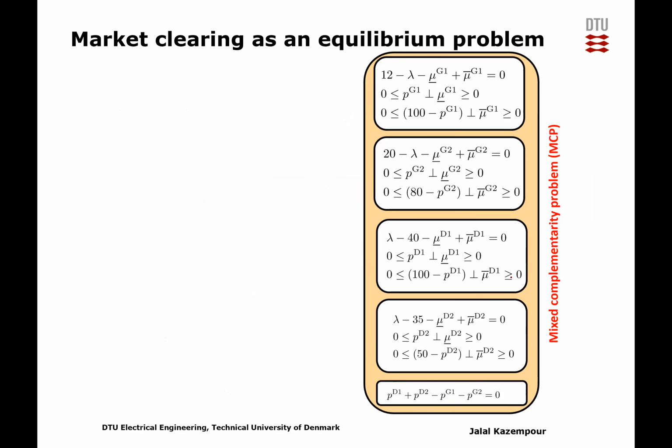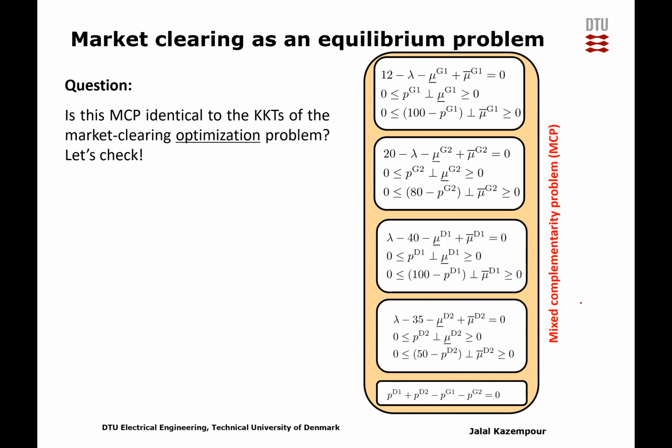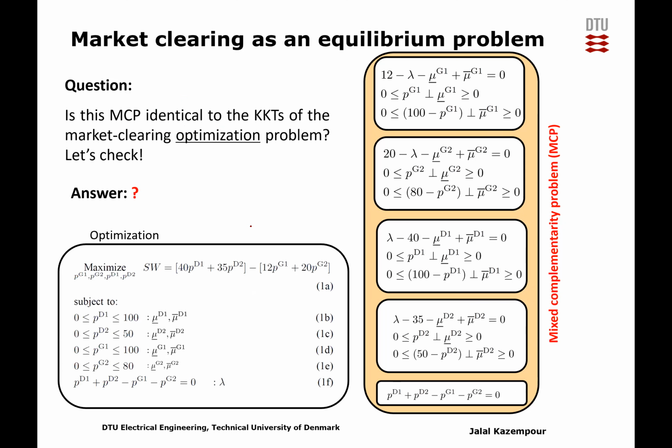Good. So this is our MCP problem. Question: is this MCP problem identical to the KKT of the market clearing optimization problem? Let's check it. This is our optimization problem that we learned yesterday, right? If we derive the KKT of this problem, is it equivalent to this or not? Please check it for a minute and let me know.